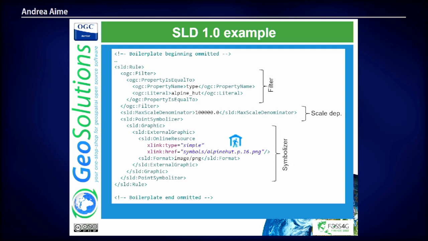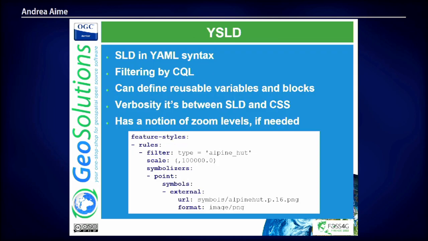This is an SLD example. I'm omitting a lot of boilerplate, but at the top you can see an OGC filter tag, which is the filter, identifying all the features whose type is alpine hut. We can see a scale dependency, a max scale denominator of 1 to 100,000. So at 1 to 200,000, for example, this point is not going to be visible. And then the rest is just pointing to one particular icon, which is going to be used to display the point.